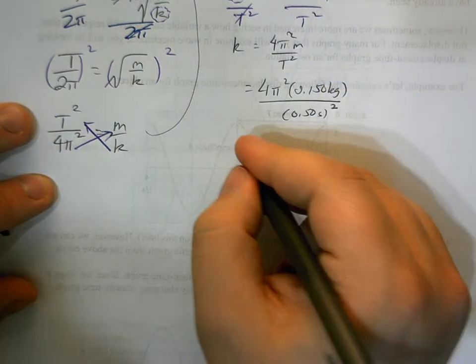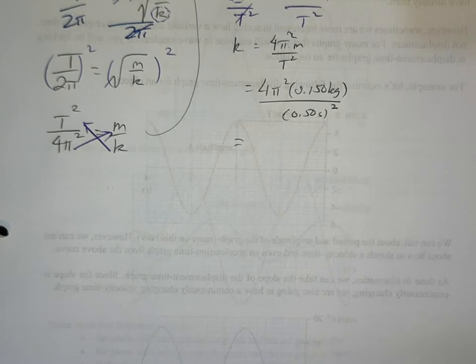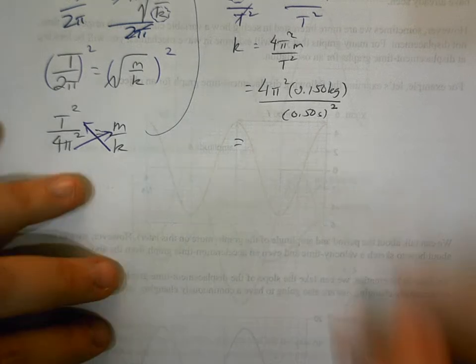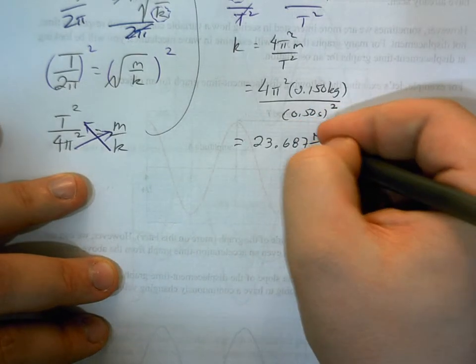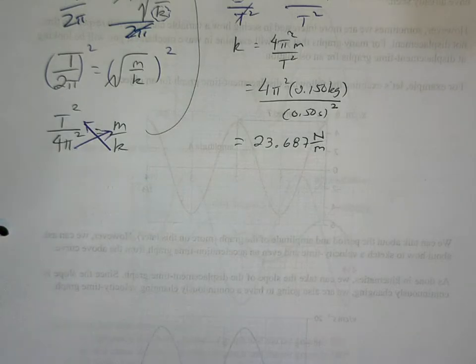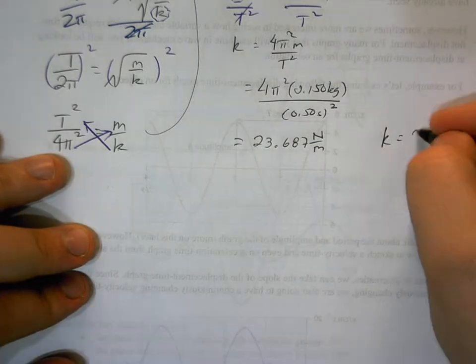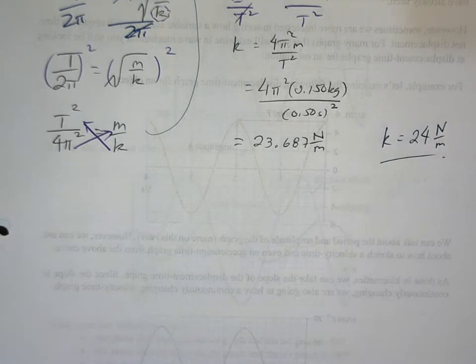That's the big thing. So then lastly, let's calculate it. We got 4 pi squared times 0.150 divided by 0.50 squared. This is going to give me about 23.687 newtons per meter. Now we want to write that with appropriate sig digs. We should have 2, so we're going to say that the spring constant's about 24 newtons per meter. Right, that takes care of the first part.